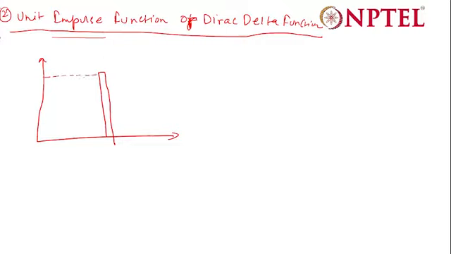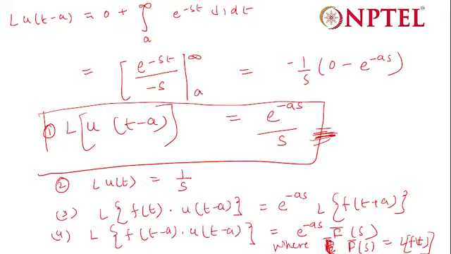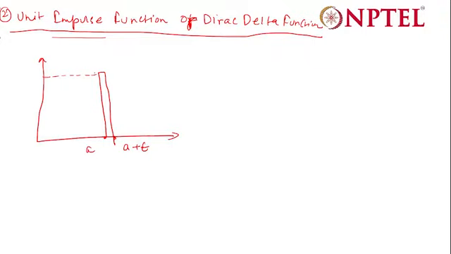Suppose this point is a, and this point is a plus epsilon. The area of this bar will always be 1. This will be the unit impulse. Now you know this area will be 1. Tell me, what will be this height? Yeah, the width is epsilon, so the height is 1 by epsilon. Correct.